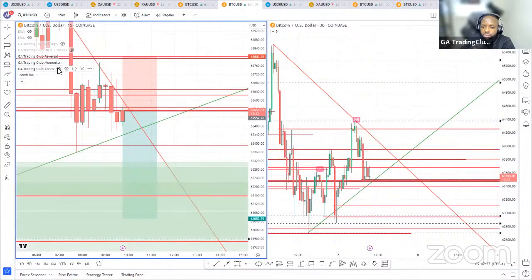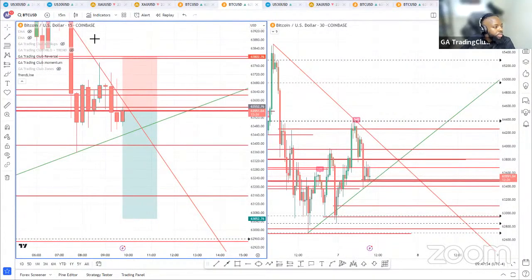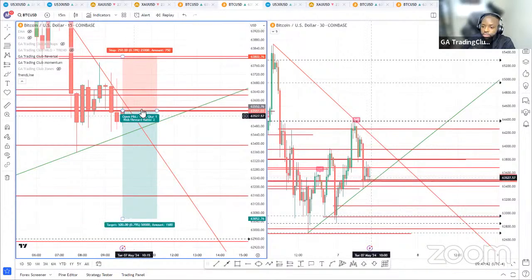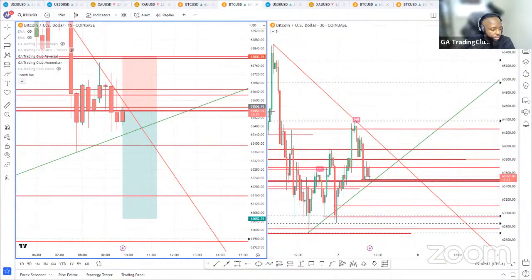The first one, levels for BTC around here. We have a 4-hour sell. So this here can be an entry for BTC. Just a second. Let's see here.